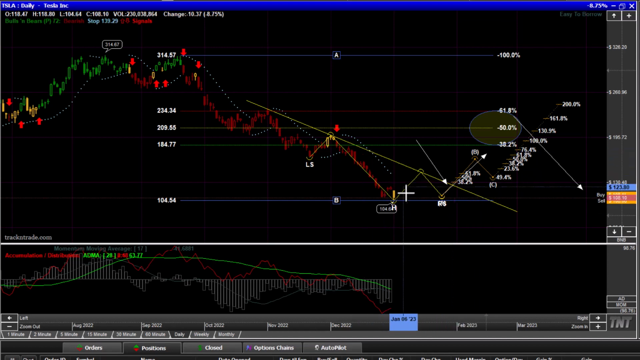We want to see it break those blue lines, give us that head and shoulders, right shoulder bottom, break the neckline and start to rally once again, and these would be our buying points.